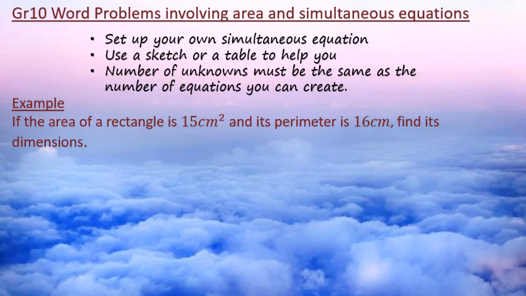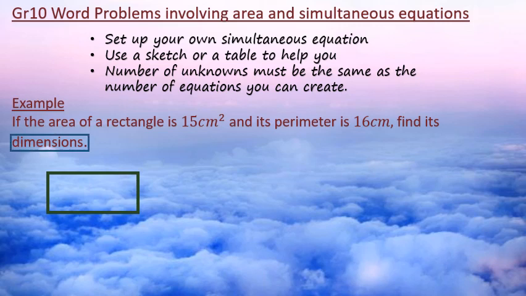Now, how will you create these equations? By looking at the information that's given in the question. So this example says if the area of a rectangle is 15 centimeters squared, we've been given a piece of information there. And its perimeter is 16 centimeters. There we're given another piece of information. Perhaps we can create an equation for each piece of information given. We now need to find its dimensions. What do they mean by dimensions? The length and the breadth, or the width, all right?